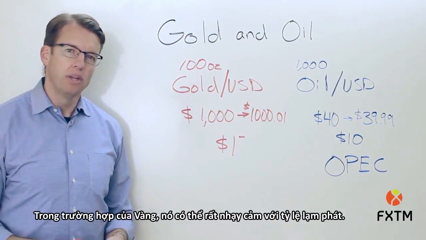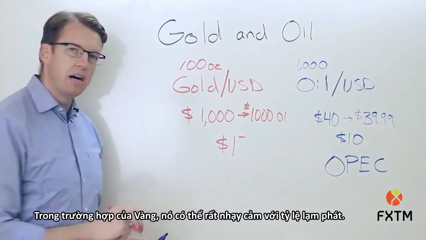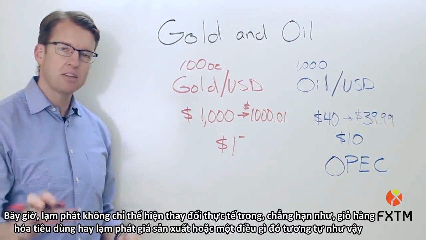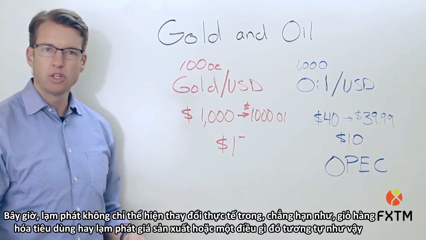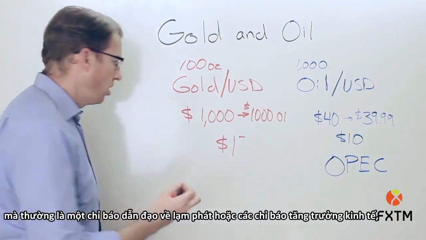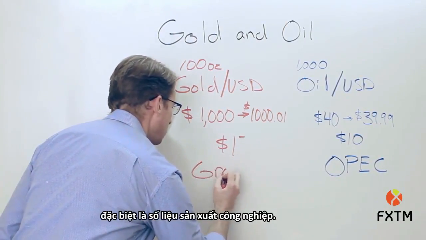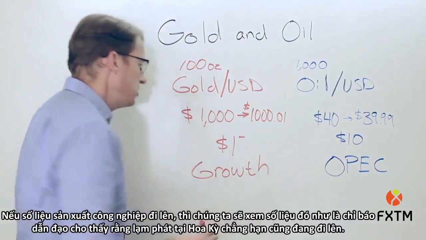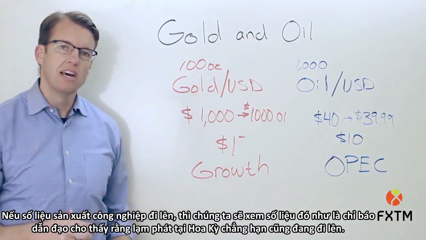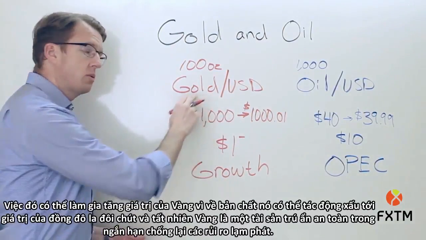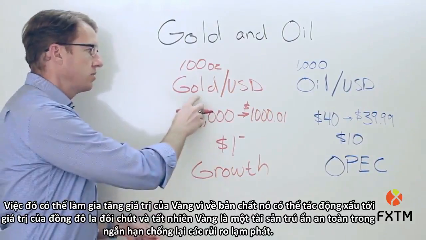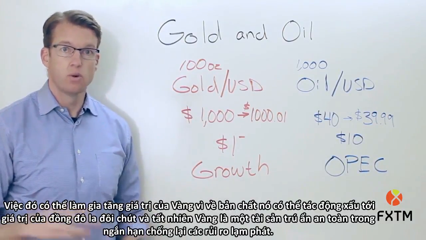Now, I have an example of this here on a chart that we're going to get to in just a second. In the case of gold, it can be very sensitive to the rate of inflation. Inflation is not just a function of the actual change in, let's say, a basket of consumer goods or producer price inflation, but oftentimes a leading indicator for inflation is economic growth indicators, in particular, industrial production numbers. If industrial production numbers are going up, then we look at that as a leading indicator that inflation, for example in the United States, is also going to go up. That may increase the value of gold because intrinsically it may hurt the value of the dollar a little bit. And of course, gold is a short-term safe haven against the risks of inflation.